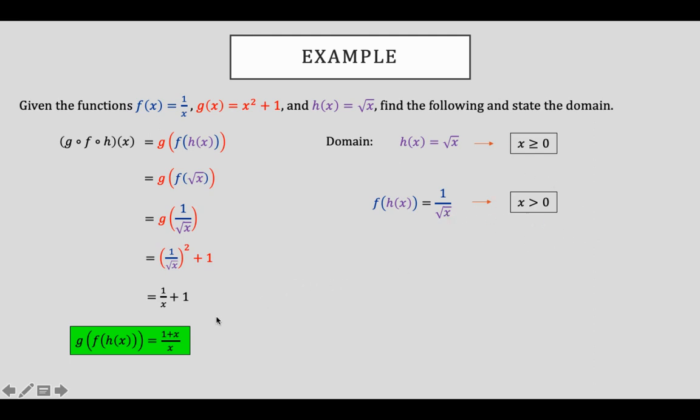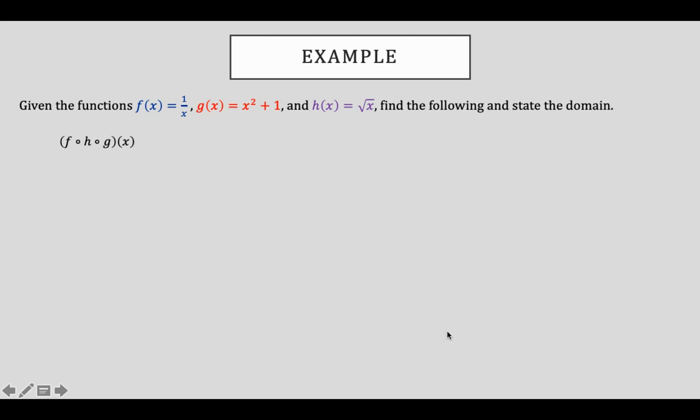And finally, we can look at the domain of our composition as a whole, 1 plus x divided by x. Again, we make note that x cannot equal 0. So to find the domain altogether, we need to find the overlap of these three. Where do they overlap? For values of x that are greater than 0. That's parentheses 0, comma, infinity.